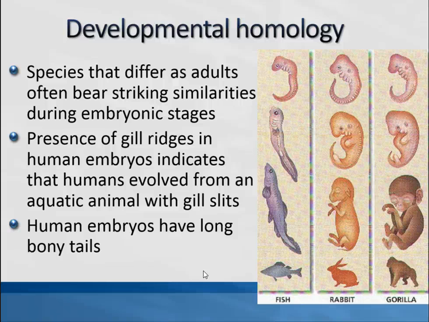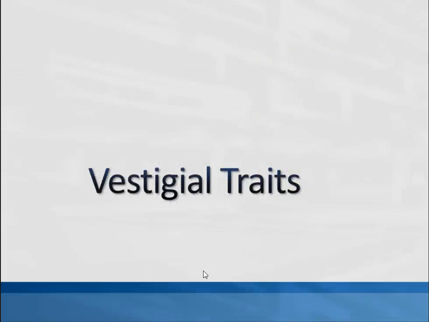By the way, it's a man named Ernst Haeckel that figured this out, and we've taken it to all sorts of new levels since then. Okay, now vestigial traits are the last thing. These are traits that you find on organisms that, you know, are not helpful.